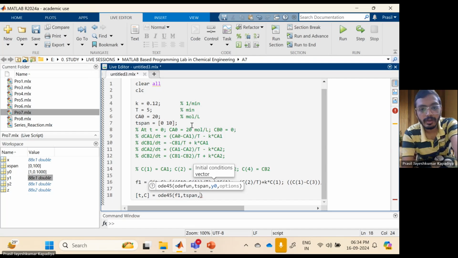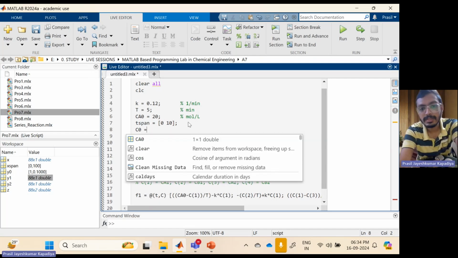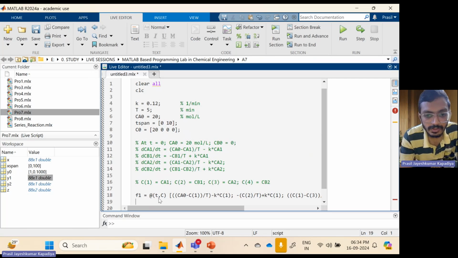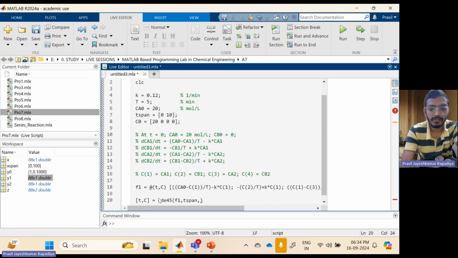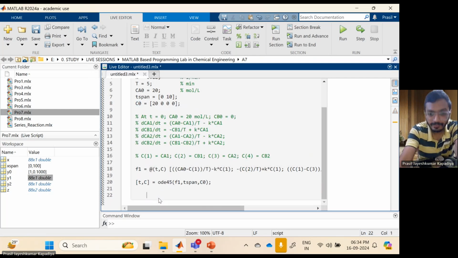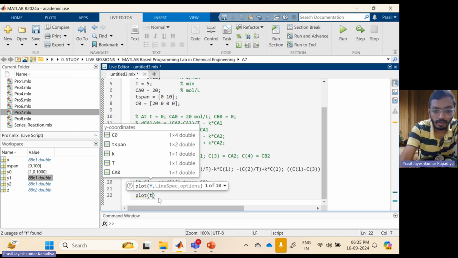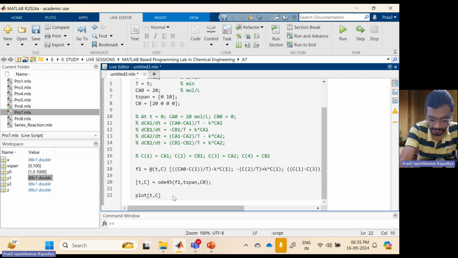Then T0, the initial values: P of 1 is CA0, which is 20, CB0 is 0, and for the second reactor, 0 and 0, for P3 and P4. So this we will solve and we will get our concentrations. Then I will plot T comma P.